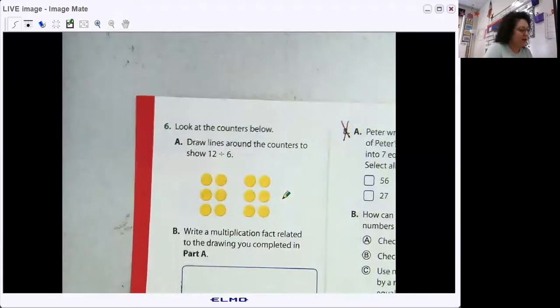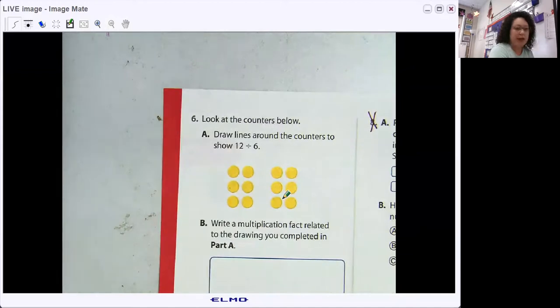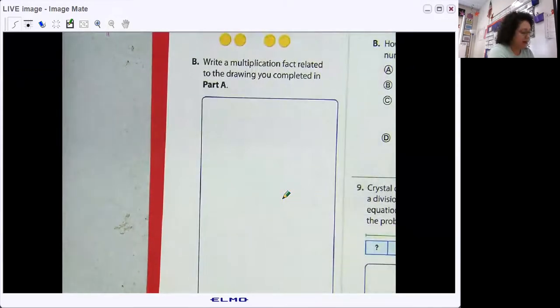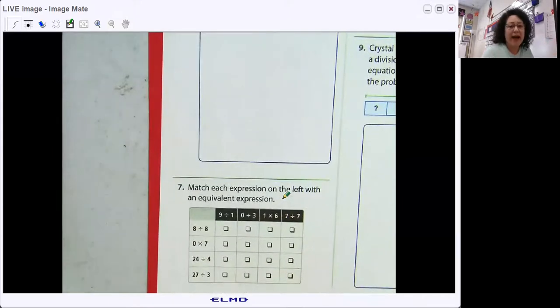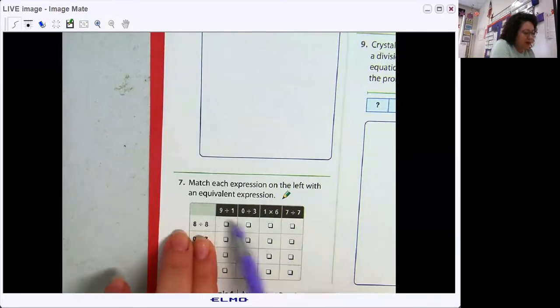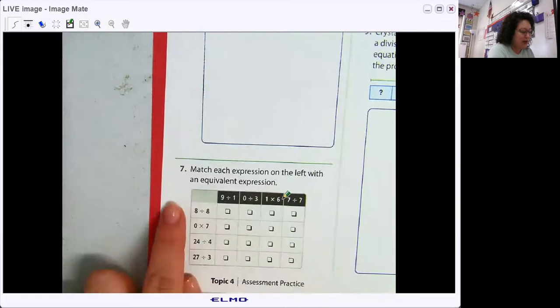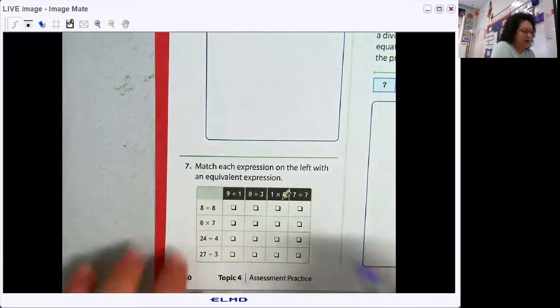All right, let's turn it over. A looks good. B is fine. 7 is fine. You've done a chart like that before. If you don't remember how, just skip it, I guess. So what you have to do is match one of these problems to the answer to one of these. So first you have to solve them. You have to solve them on top.